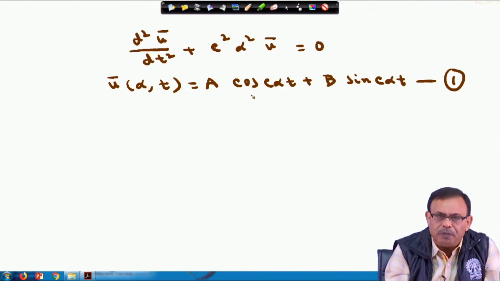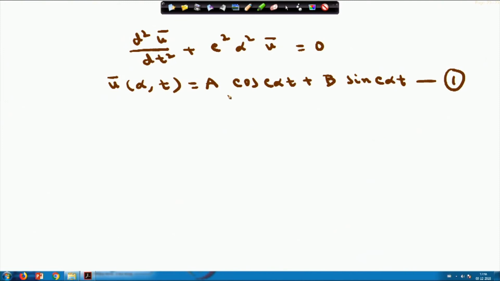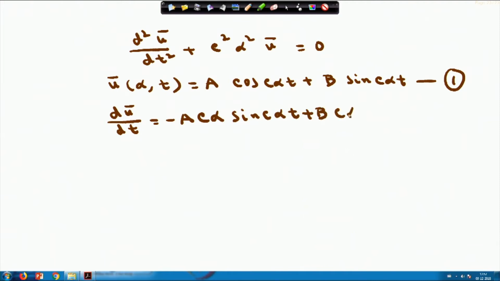Now, from here your job is first to find out the values of the constants a and b. You know ū from here, dū/dt I can find out. dū/dt will be minus a into cα into sin(cαt) plus b into cα into cos(cαt). So, I have these two equations, 1 and 2.